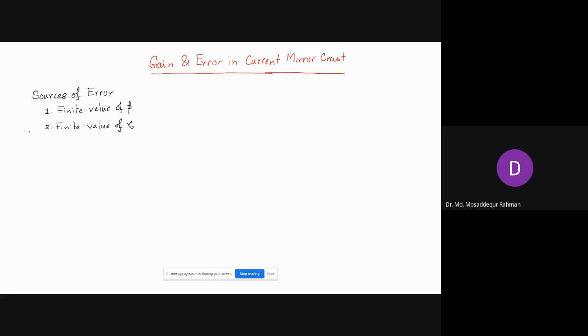And what are the sources of error? There are two sources of error: the finite value of beta and the finite value of R naught. So before we understand this, we need to define what is gain and what is error. Okay, let's do that.